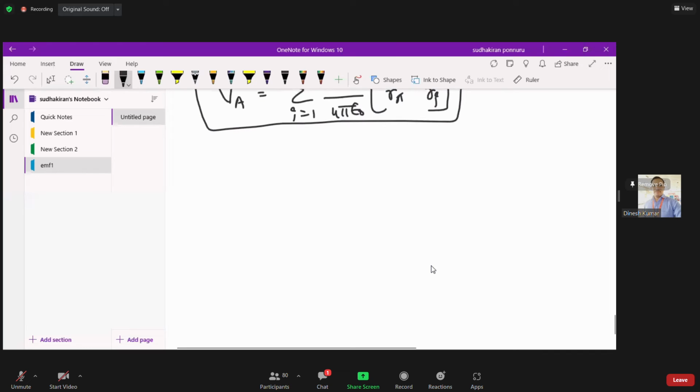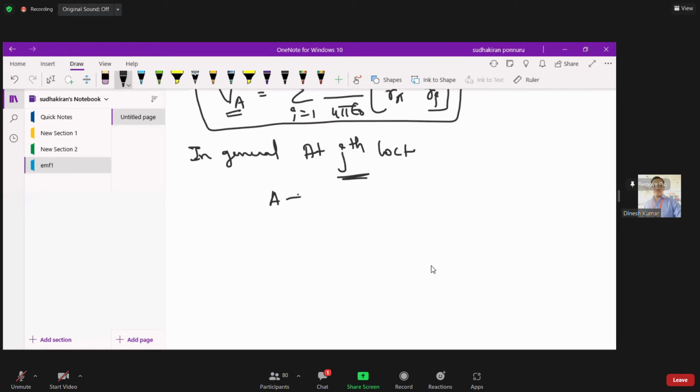But if you want to write it in general, at the jth location, earlier we found it at the A location. Now if you want to find it at the jth location, what will be the value?